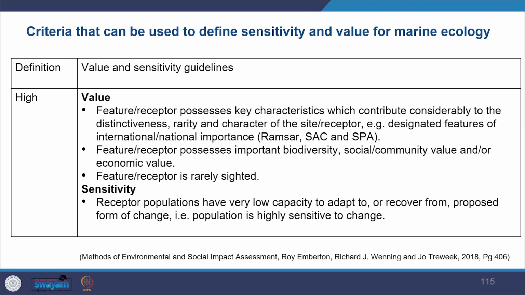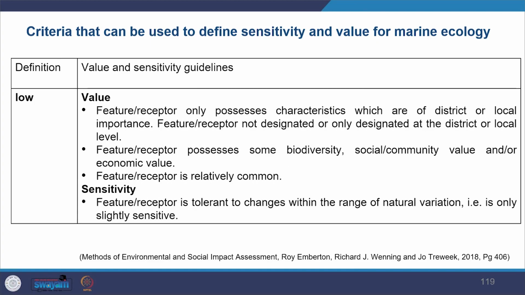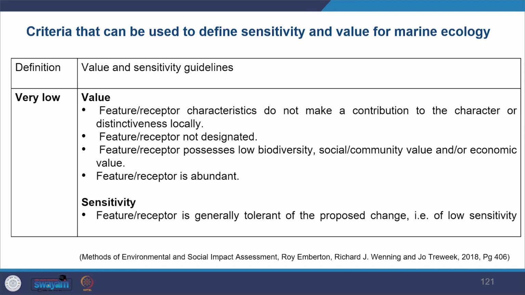Likewise, you say the impact is medium when the value is relatively low, and sensitivity-wise they have the capacity to accommodate the changes. You will see the impact is low when the values are of local importance and not designated anything, and sensitivity-wise they are able to tolerate and adapt to the changes, and similarly very low. So that is how you would have parameters to evaluate the significance.